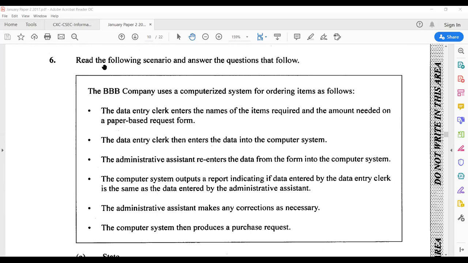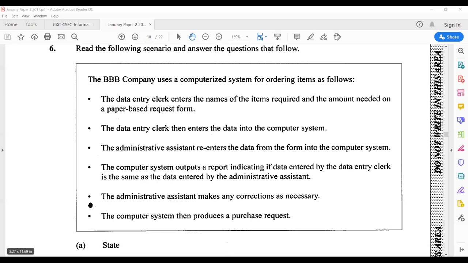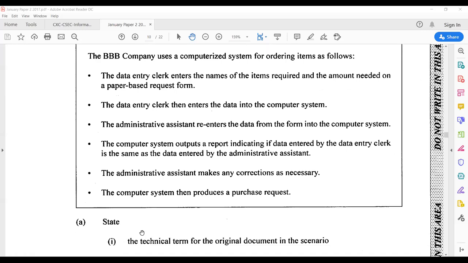Now read the following scenario and answer the questions that follow. The BBB company uses a computerized system for ordering items as follows. First point, the data entry clerk enters the names of the items required and the amount needed on a paper-based request form. Second point, the data entry clerk then enters the data into the computer system. Third point, the administrative assistant re-enters the data from the form into the computer system. Fourth point, the computer system outputs a report indicating if the data entered by the data entry clerk is the same as the data entered by the administrative assistant. Fifth point, the administrative assistant makes any corrections as necessary. And the last point, the computer system then produces a purchase request. Okay, so that's basically the flow, the process for ordering items in this scenario.